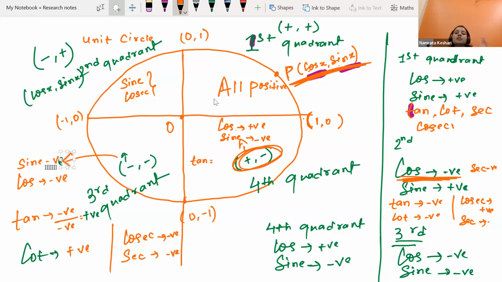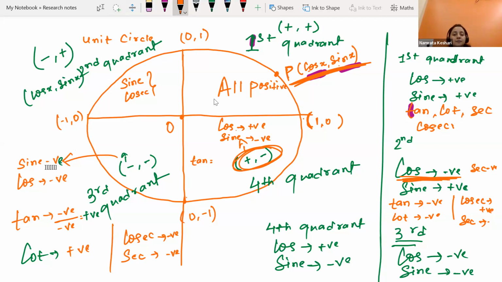According to our class 9 concept, in the fourth quadrant the x coordinate will be positive and the y coordinate will be negative. And now how are we taking the coordinate? The coordinate is in the form of cos x comma sin x, and that's how we are doing the comparison. So in the fourth quadrant, cos is positive and sine is negative. Due to that, tan will be positive or negative?